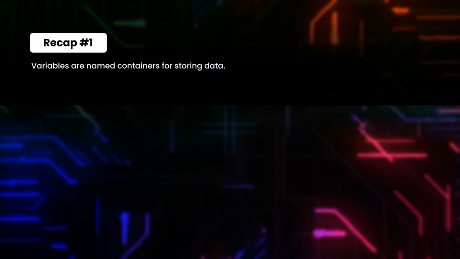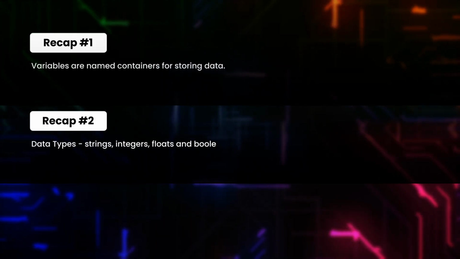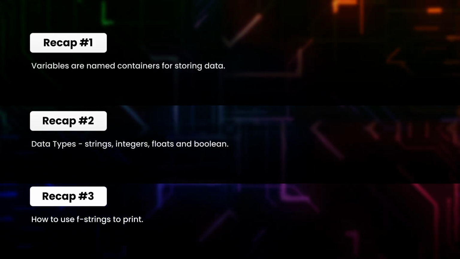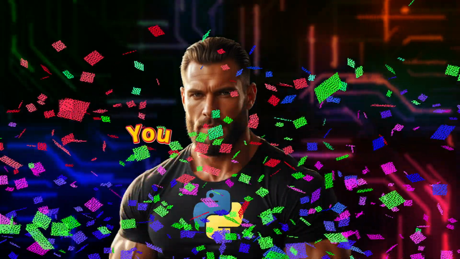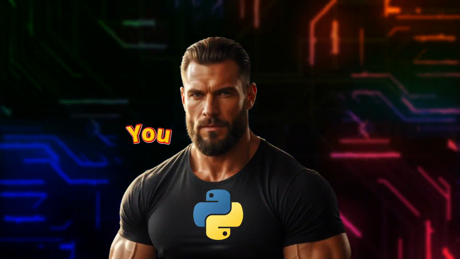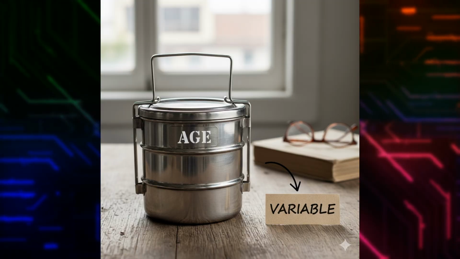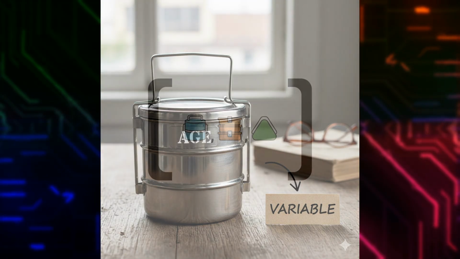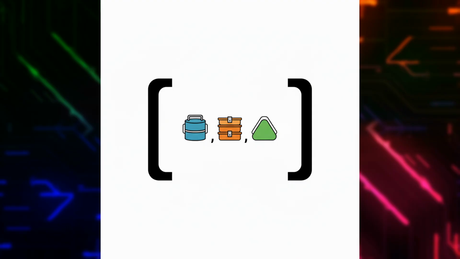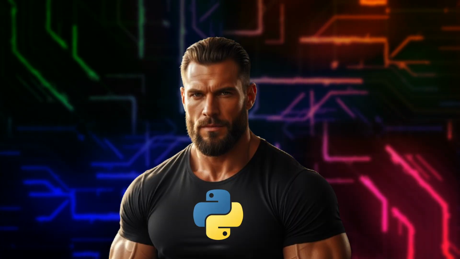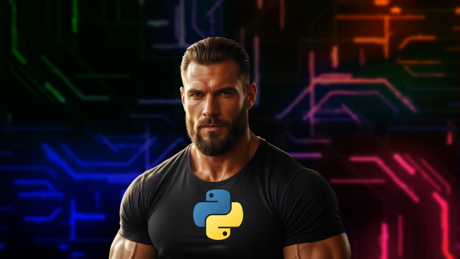So to recap, variables are named containers for storing data. We learned about the main data types, strings, integers, floats, and Booleans, and a little bit about how to use F strings to print them out nicely. You have taken another huge step towards learning Python and programming. In the next video, we're going to take our dabbas and organize them into shopping lists and menus using lists and dictionaries. It's where the real power of programming starts to show.